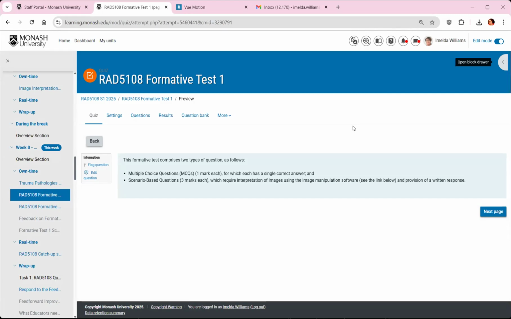The formative test 1 had two types of questions. The first is multiple choice questions with each 1 mark. And then the scenario-based questions, which has 3 marks, and that is very similar to what will be expected in the final exam. And with those scenario-based questions, there will be image manipulation software available as well.